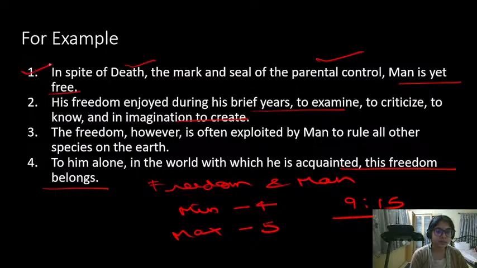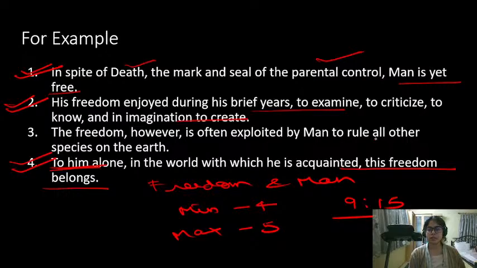One is introducing the theme. Alright. The second one is again talking about man and freedom and how his freedom is used. The fourth one is again talking about man and freedom and where it belongs. To him alone in the world which he is acquainted, this freedom belongs. Okay. So only to this person this freedom belongs. Look at sentence 3. This freedom, however.